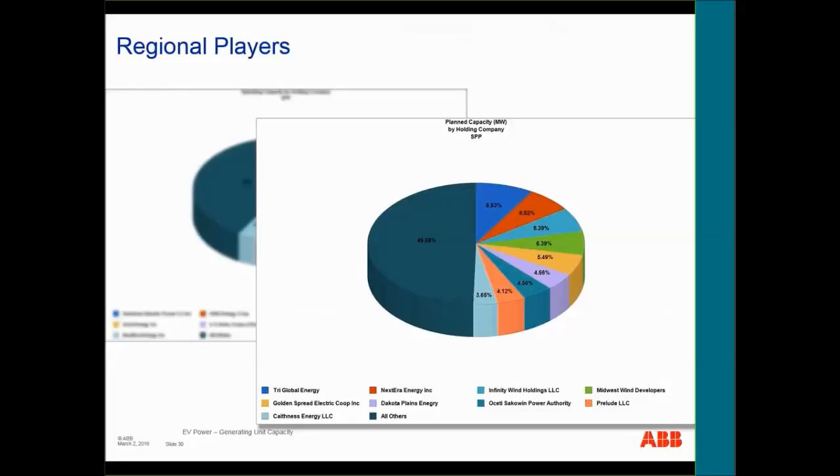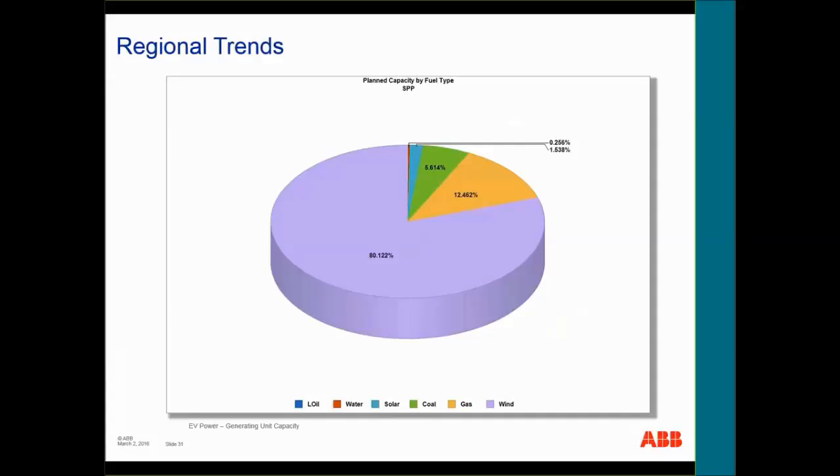A lot of these companies, if you take a look at it, are focused on wind development. As a result, we see a trend in SPP. I found this to be kind of staggering: 80% of all planned capacity in SPP right now is wind energy. I just thought that was pretty interesting, so I thought I'd share it with you guys.